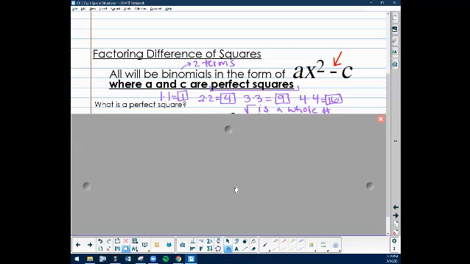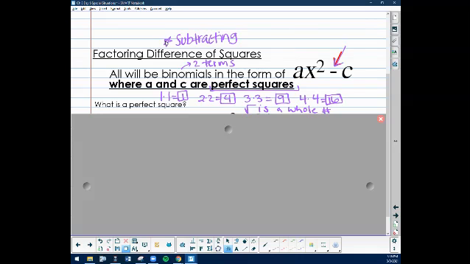Those are perfect squares. Those are the numbers that we're going to look for. It's going to help us identify this. The other key is difference. Notice I have this arrow here too. Difference means subtracting. If it's an addition sign, it doesn't work, and I'll show you that in a little bit.